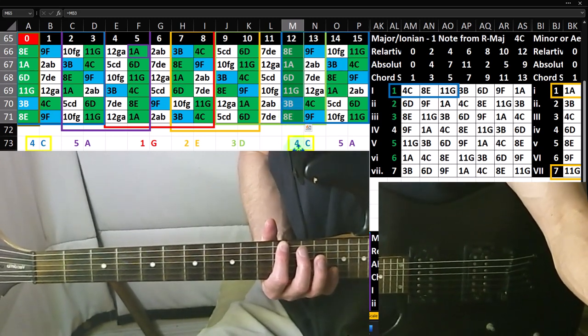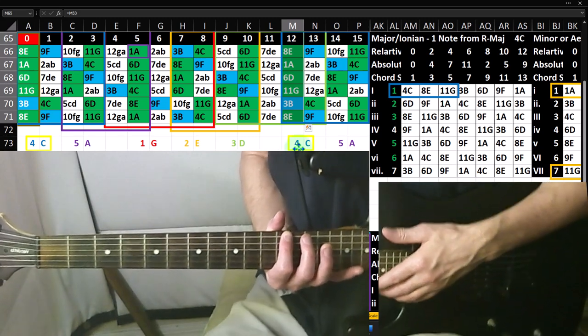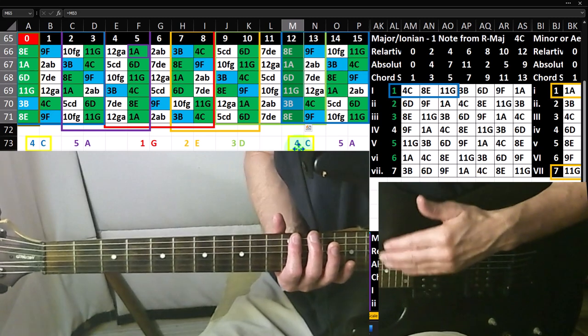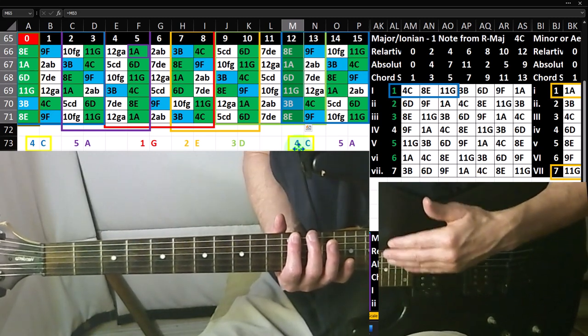I think it's useful to have a guitar. That's why I switched to the electric here, so that I have enough room up here so that I can see where the guitar repeats.